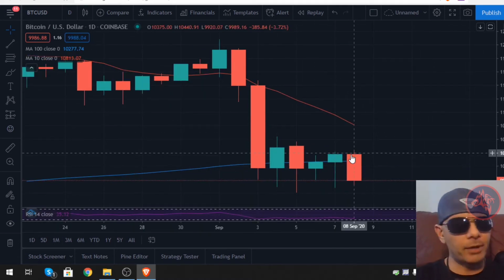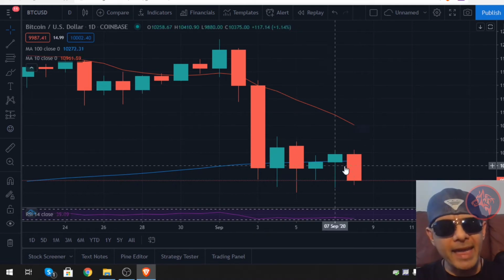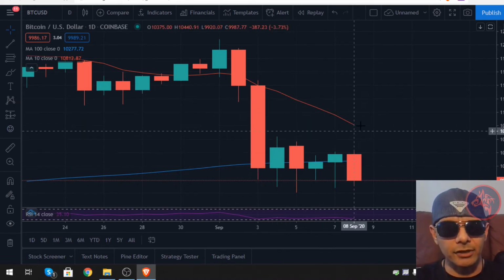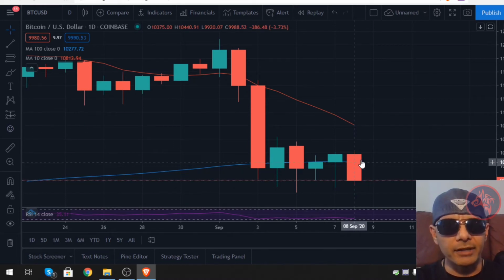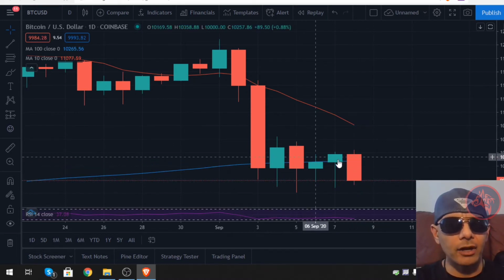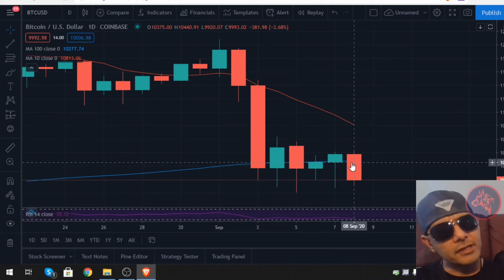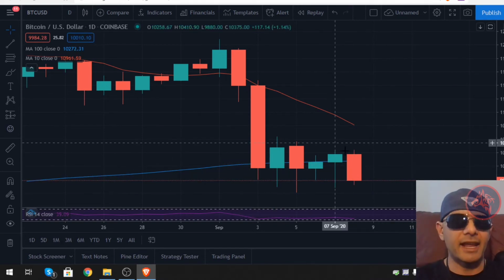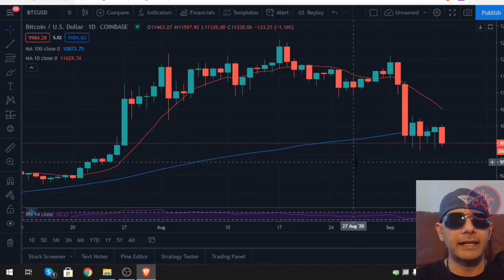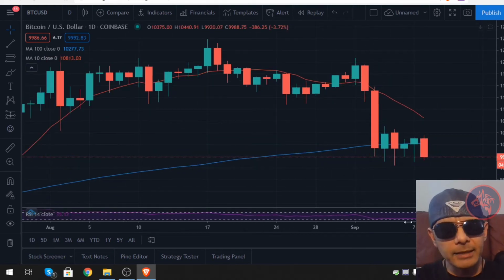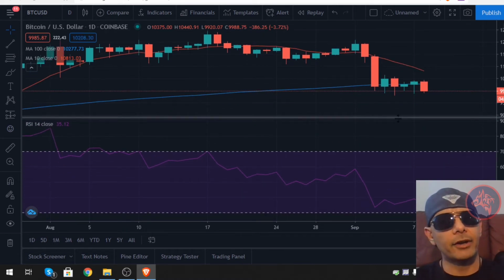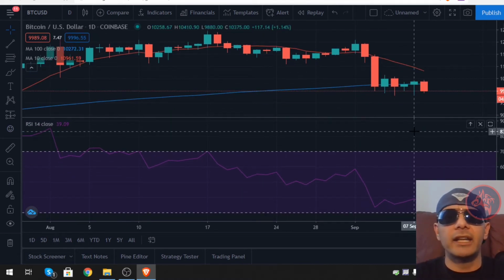I apologize if my head's in the way, but the magnetic effect is going to be here just based on how gapped away it is. It's starting to come back, as you can see, but it's starting to retreat back down underneath that 100 MA, which is possibly not a good sign, because it's going to have a magnetic effect sooner rather than later. So keep that in mind when it comes to the 10 MA and the 100 MA. Same thing as the 20 and the 200.